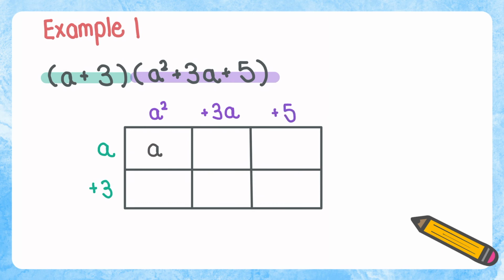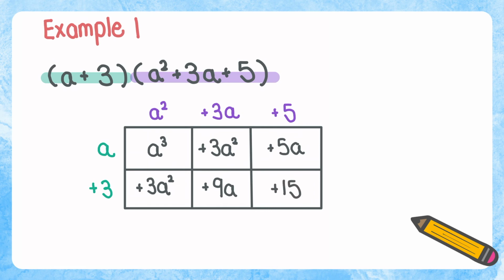So a times a squared is a cubed. A times positive 3a is going to be positive 3a squared. A times 5 is positive 5a. Now to the bottom, so positive 3 times a squared is positive 3a squared. Positive 3 times positive 3a is positive 9a. And 3 times 5 is positive 15.